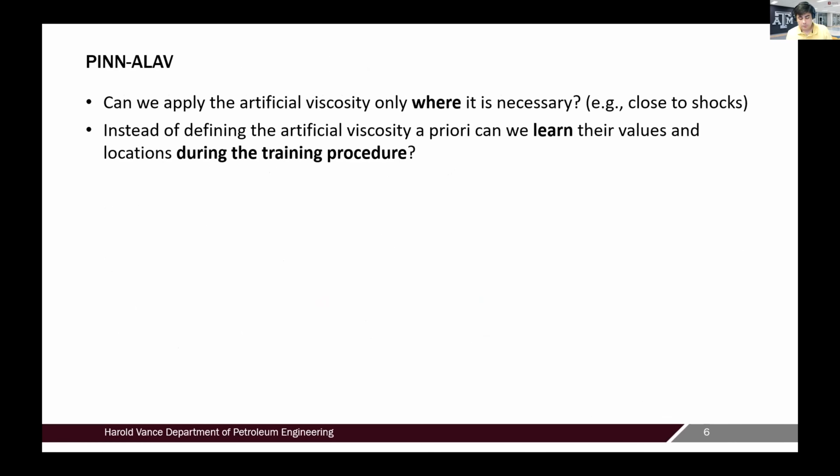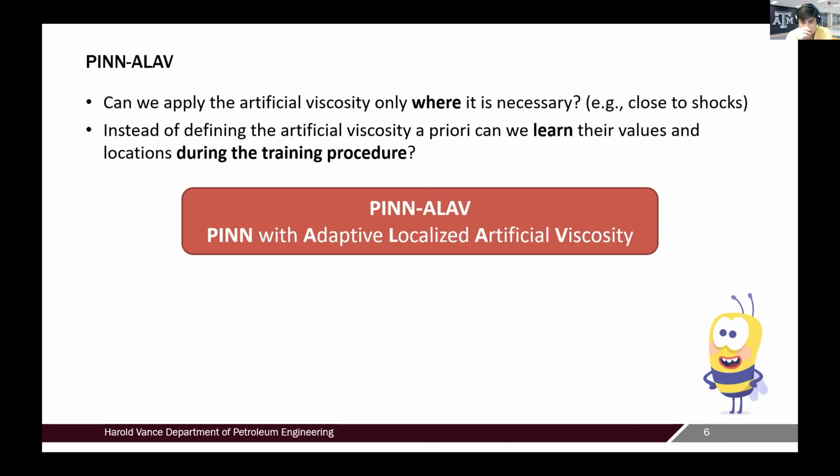So this turns out to be the idea of our solution. Can we apply the artificial viscosity only where it is necessary, for example, close to the shocks, and instead of defining the artificial viscosity a priori, can we learn its values and location during the training process? And we say, oh, yes, we developed this method called PINN-ALAV. It's an acronym for PINN with adaptive localized artificial viscosity.